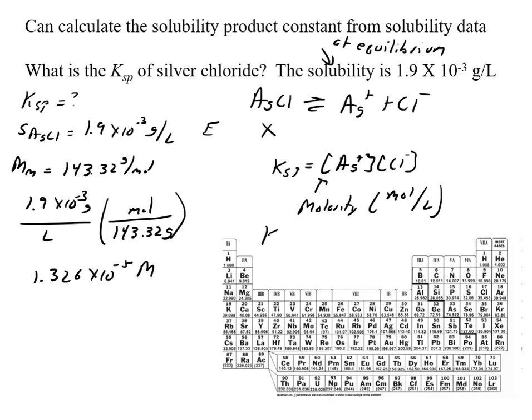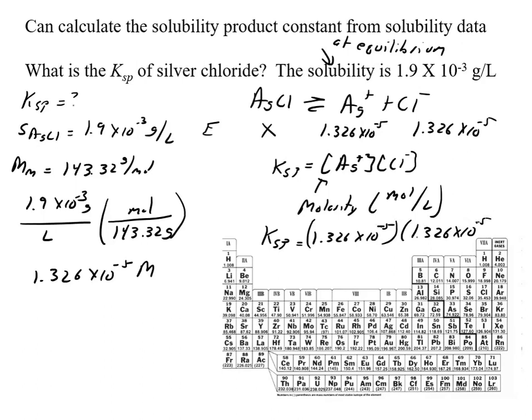Now I'm just going to plug it into the Ksp expression. This is going to be 1.326 times 10 to the minus 5th, and this is going to be 1.326 times 10 to the minus 5th. So my Ksp is going to be 1.326 times 10 to the minus 5th times 1.326 times 10 to the minus 5th, and I get 1.76 times 10 to the minus 10th. If there was a unit there, it would be molarity squared because I have molarity times molarity, but I'm not going to worry about the units. I'm going to stop this video here, and we will do more examples on the next slide.